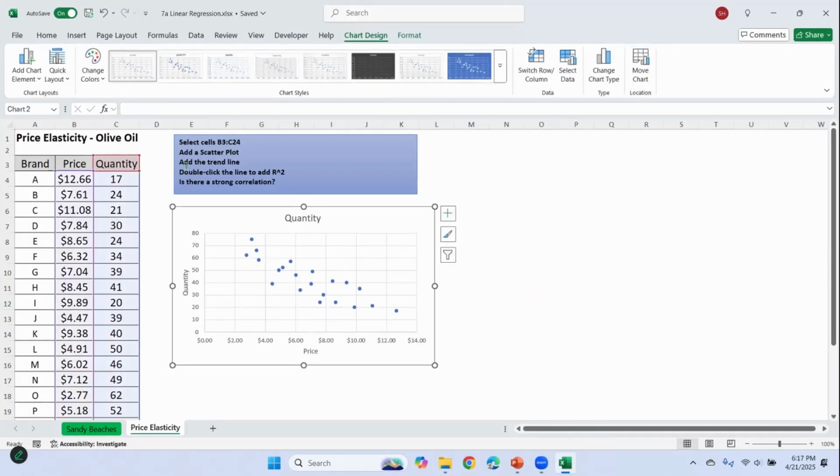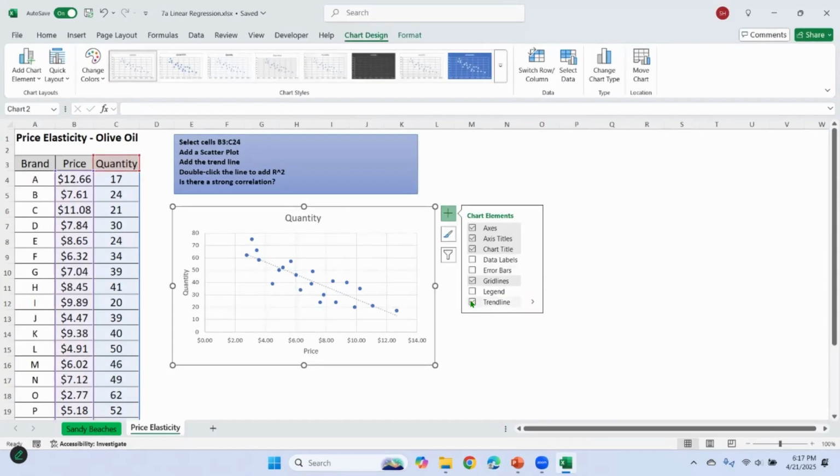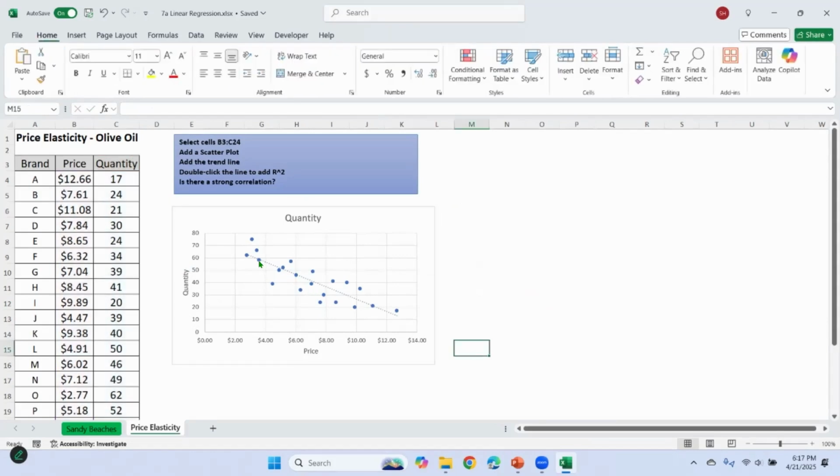We'll try to add the trend line here. By clicking the plus, we add the trend line. So what is this one? Negative correlation, correct. So do you guess is it moderate or strong or weak? Maybe weak. Okay, between moderate or weak.